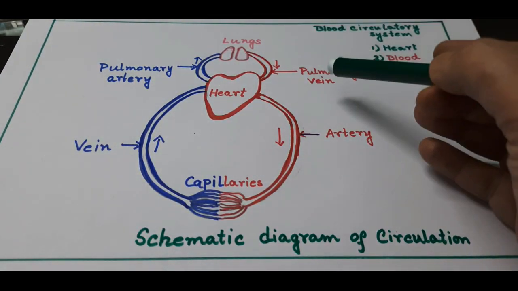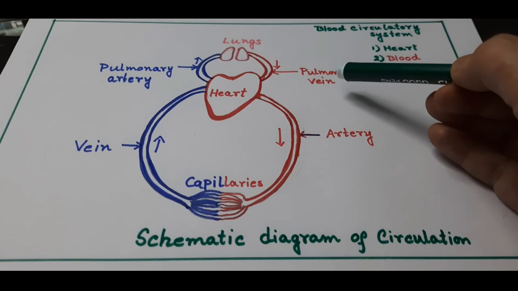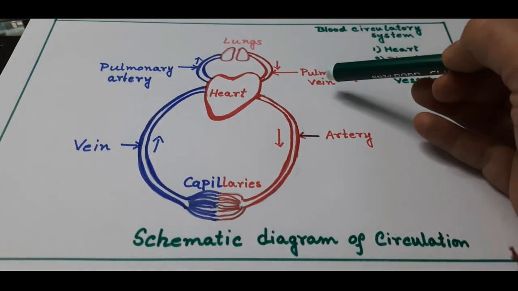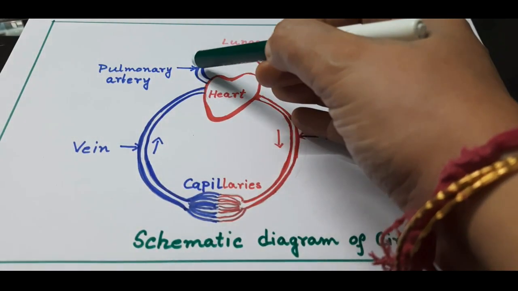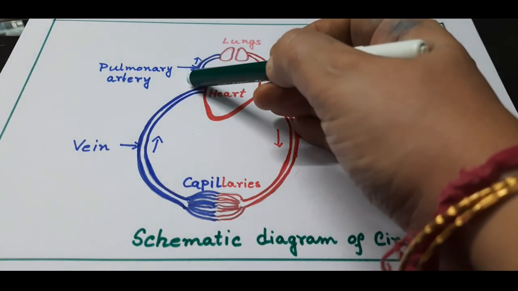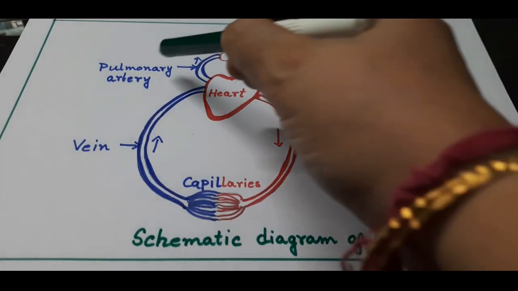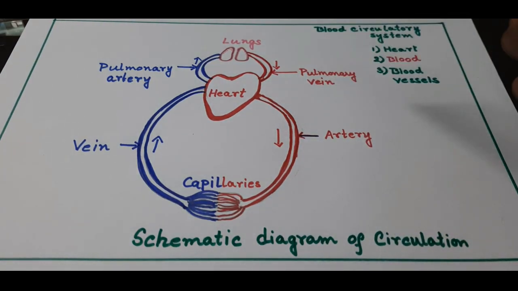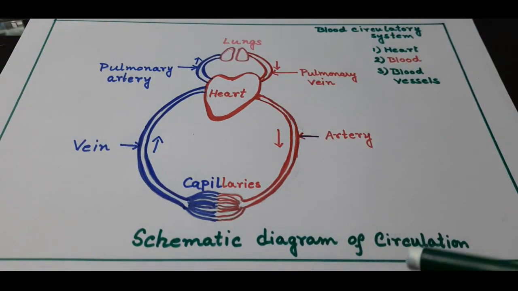Though this vein which carries deoxygenated blood, here I have drawn with blue, but this vein I have drawn with red. That means this vein carries oxygenated blood. On the other hand, this is the artery which I have drawn with blue. Though it is an artery, it is carrying deoxygenated blood. So this is pulmonary vein and this is pulmonary artery. So these are the two exceptions. Pulmonary vein carries oxygenated blood and pulmonary artery carries deoxygenated blood or carbon dioxide rich blood.